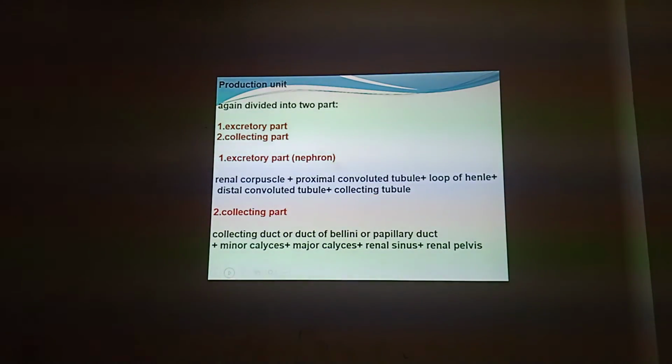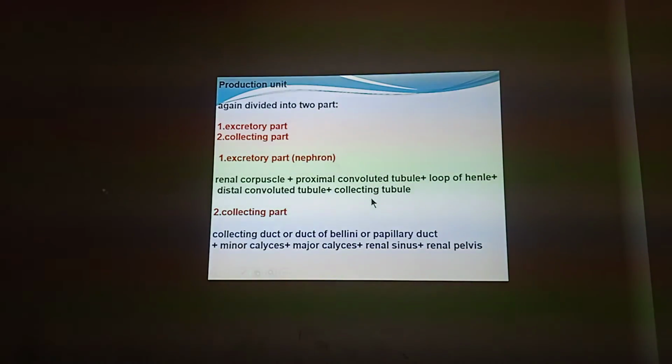Excretory part is renal corpuscle. What is renal corpuscle? It is the Bowman's capsule plus glomerulus, plus proximal convoluted tubule, then loop of Henle, distal convoluted tubule, collecting tubule. Up to this much is the excretory part, and they are all together known as nephron, which is the structural and functional unit of urinary system.